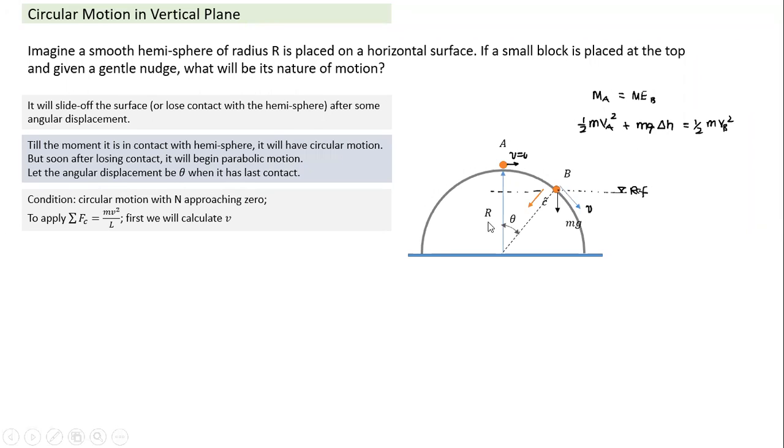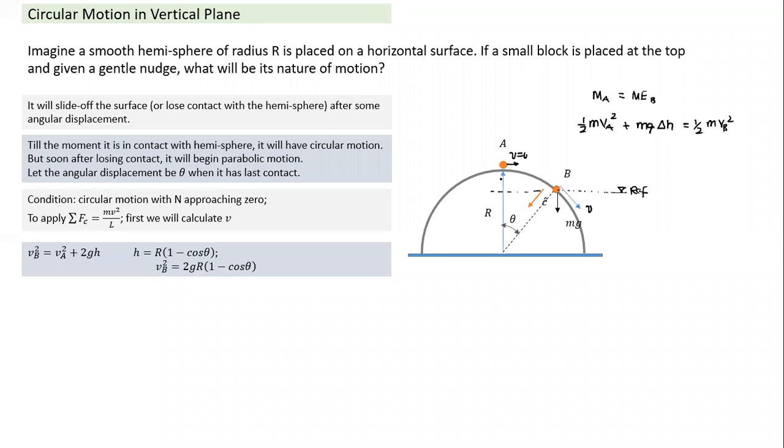And what would delta h be here? This is delta h. This is r minus, this height is r cos theta. So r minus r cos theta is delta h, so r(1 minus cos theta). So we find VB square. VB square is equal to 2g into delta h, which is 2gr(1 minus cos theta). So we obtain the velocity at point P as a function of theta.